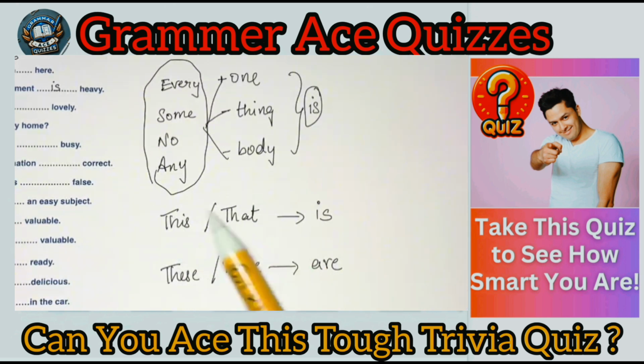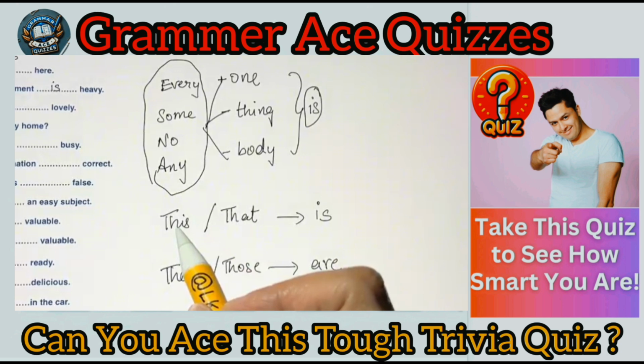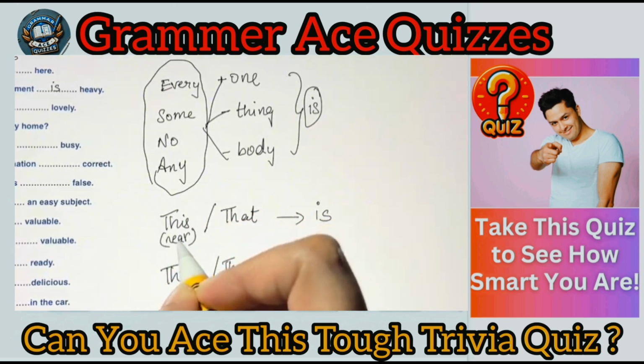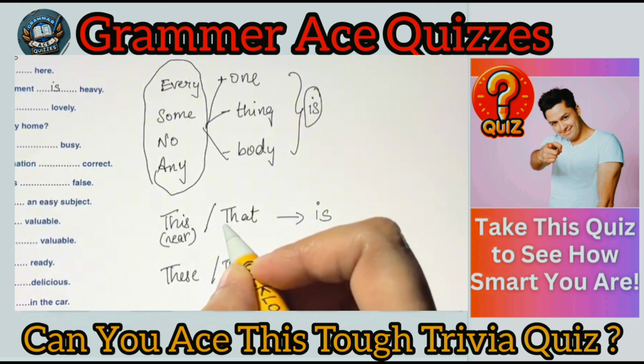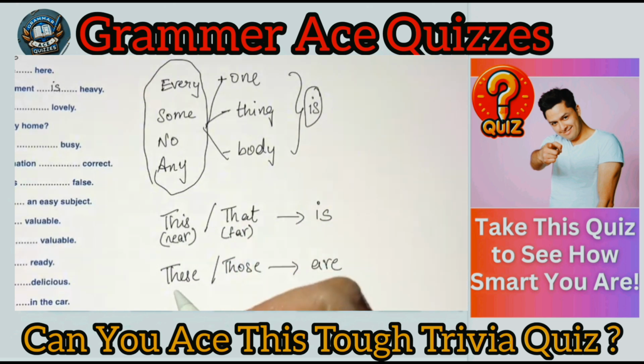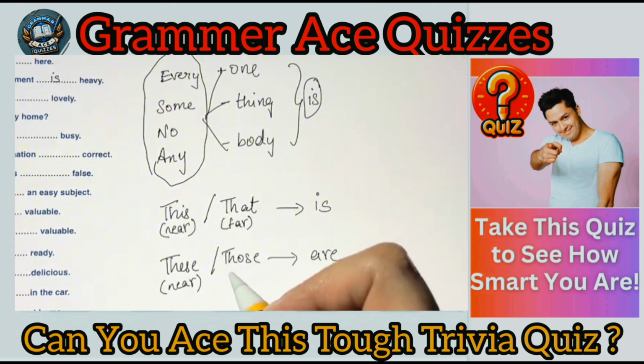Now there is one more difference between them. This as a singular subject means something is near. And that as a singular subject means something is far. It's kept far. Now here, these as a plural subject means some things are kept near. Those as a plural subject means the things are kept far.